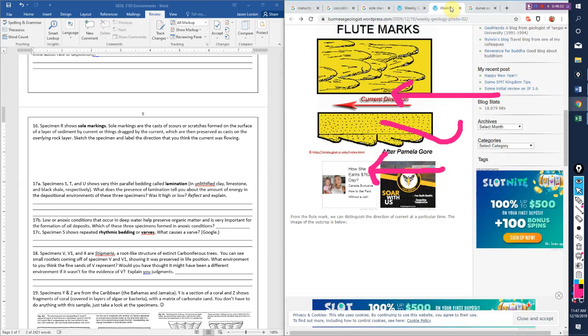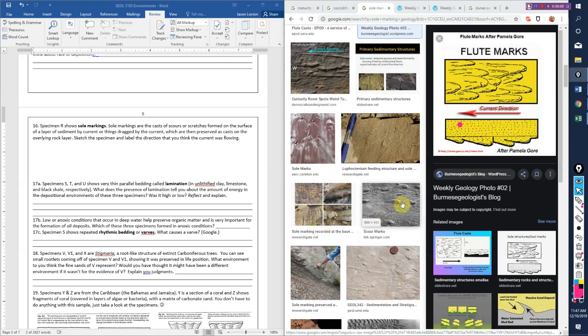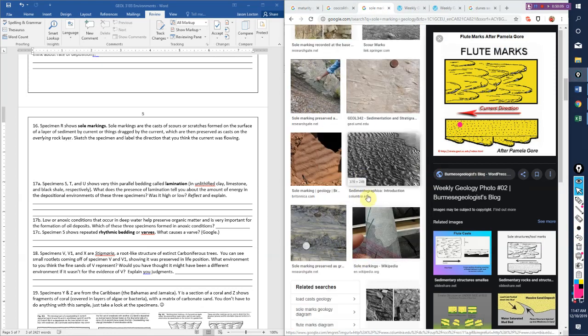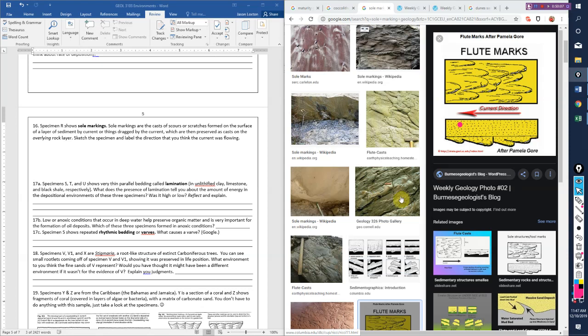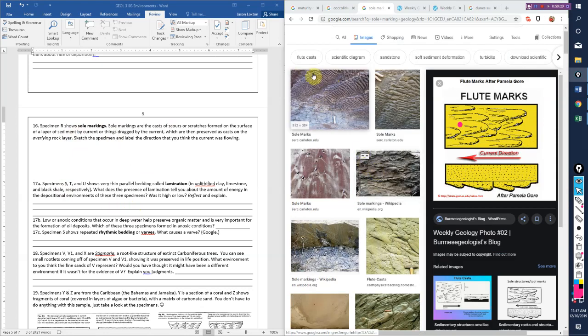So if we go back to our example over here, where's our example? There's our sole marks, and we look at these guys here. Look at any of these guys here. You can figure out current from them. The current is going this direction, because there's the blobby end, right? That's a more complicated kind of thing here. So there's the blobby end. The current was going this direction here. So you can get directionality from this as well. Take a look at these sole markings and figure out directionality. These are flute marks. The current was going this direction. The current was going that direction. These are really characteristic of turbidity flows.